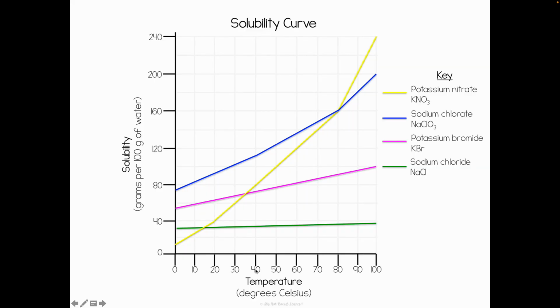Now, if I increase the temperature, say to 80 degrees Celsius, look how much more I can dissolve. I can dissolve 160 grams of sodium chlorate. Also, look, potassium nitrate has the same solubility at 80 degrees Celsius. It's more soluble above that. It's less soluble at lower temperatures, but at 80 degrees Celsius, it has the same solubility as sodium chlorate. Okay, so these are the different kinds of things we can interpret from a solubility curve.